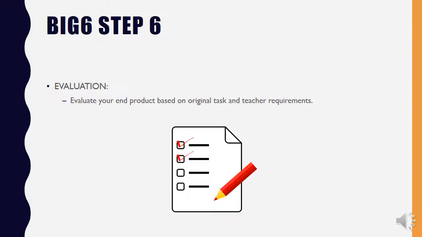The final step is step 6, which is evaluation. In this step, you'll evaluate your own work based off of your original task and the teacher's requirements. At times, you're going to have rubrics to help you evaluate your own work before turning it in.